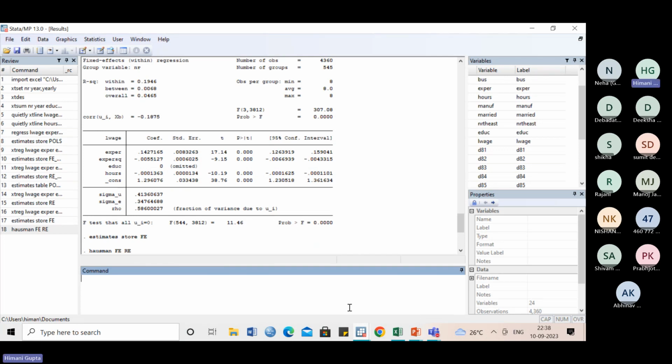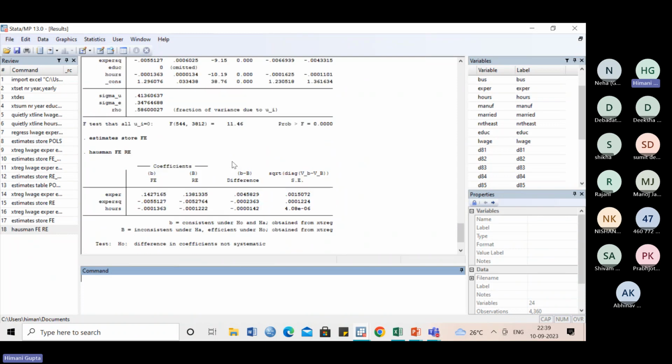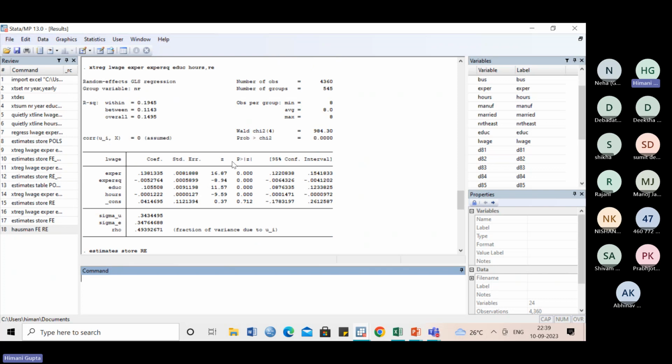And if in the Hausman test you get a value of more than 0.05, it means I can apply the random effect. So I'll use this answer.